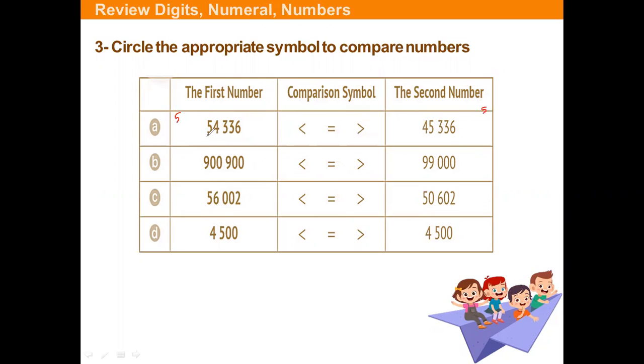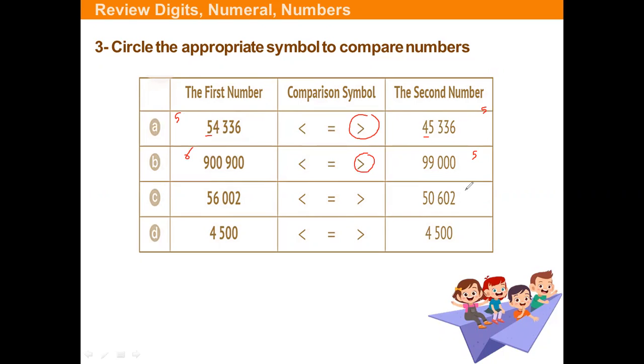So I will start with the left. We have 5, we have 4. So the greatest number is the 5. Let's see here. Here is 5 digits and here is 6 digits. So it will be the 6 digits, the greatest.